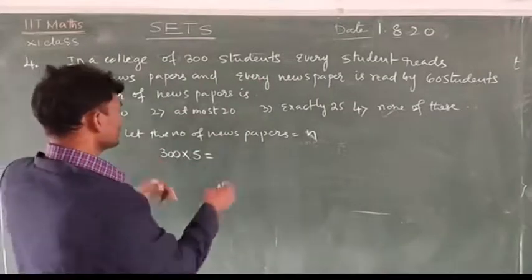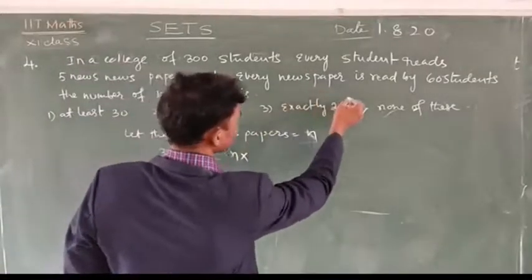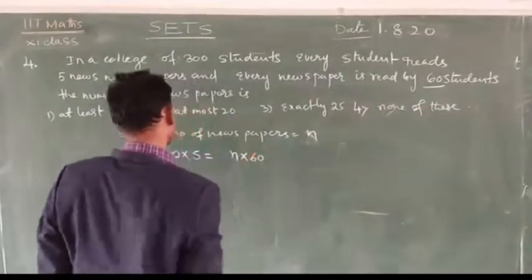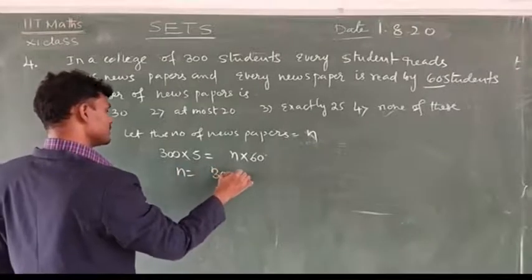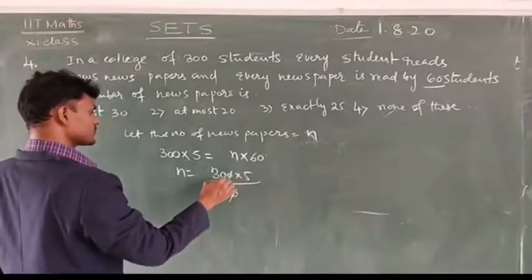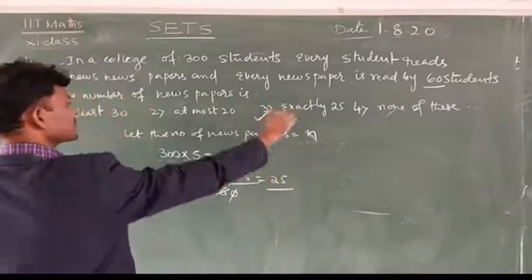Here also the number of newspapers is n, and each paper is read by 60 students. So n is equal to 300 into 5 by 60. Here the zeros cancel. 6 1s are 6, 5 5s are 30. 5 into 5 is 25 newspapers exactly. Third option. Note down.